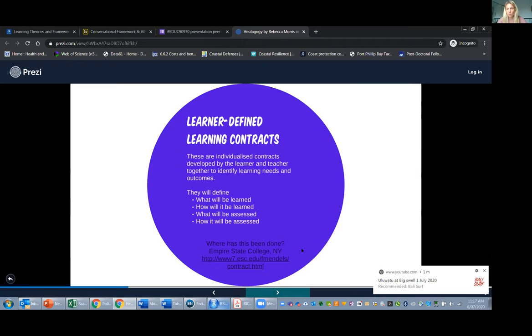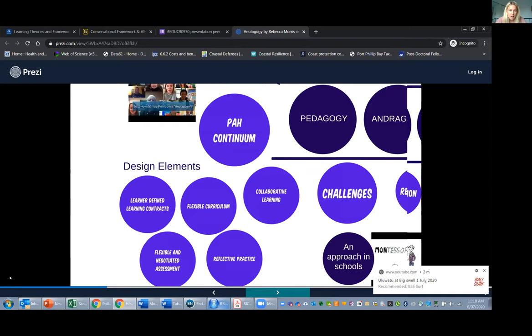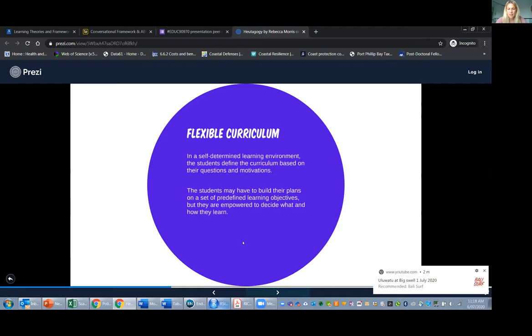And in these contracts, you talk about what will be learned, how it is going to be learned, what will be assessed, and how it will be assessed. These things are agreed on between the student and the teacher. So this means that you need to be able to have a flexible curriculum. In a pedagogical environment, students design their own curriculum based on their questions and motivations.